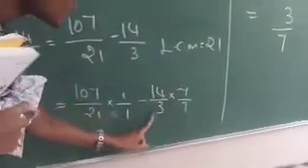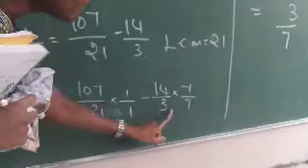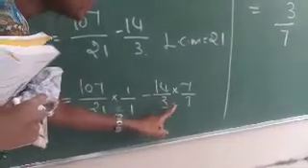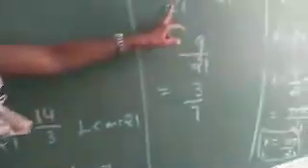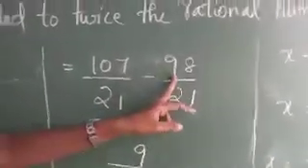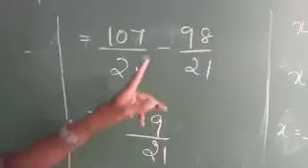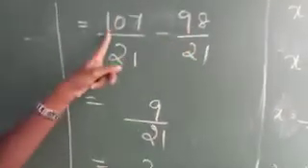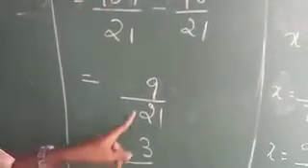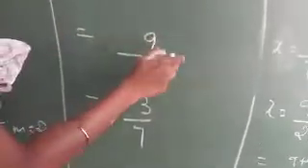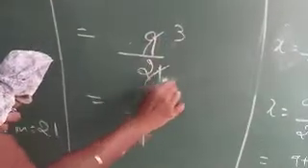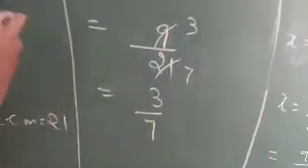For getting 21 as the denominator, you multiply by 7. So you multiply both the numerator and denominator by 7. So 107 by 21 minus 14 sevens are 98 by 21. If you subtract 98 from 107, you will get 9 by 21. Again if you simplify this, you will get 3 by 7. See here, 3 threes are 9 and 7 threes are 21. So 3 by 7.